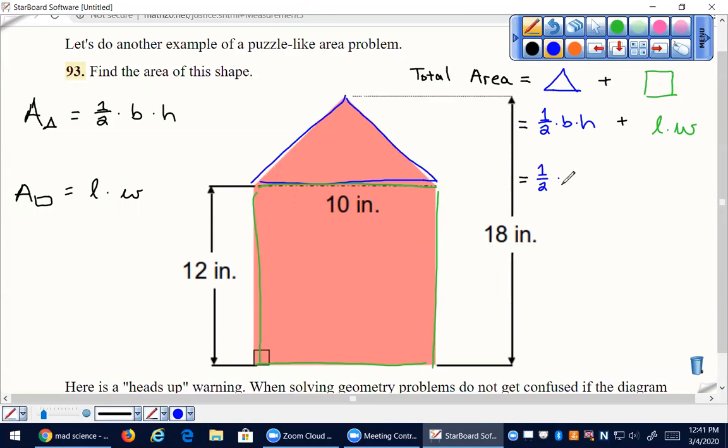What's the base of my triangle? 10. What's the height of my triangle? So this much was 18, and 12 of it was the rectangle, so 6. Everyone okay with that? And then length and width, I have 10 and 12, plus 10 times 12. Yep, 10 going across and 12 going up.